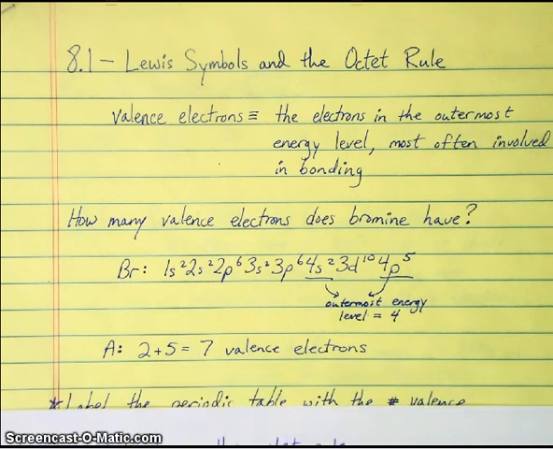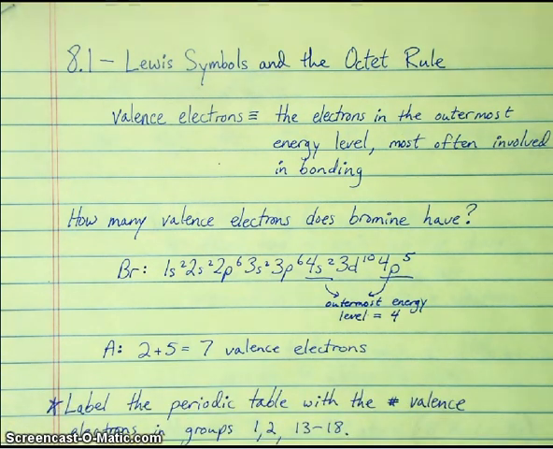So at this point, if you would get out your periodic table, we're going to make some labels to it. You'll notice that we'll be labeling groups 1, 2, and 13 through 18. When you have your periodic table, go ahead and continue the video.